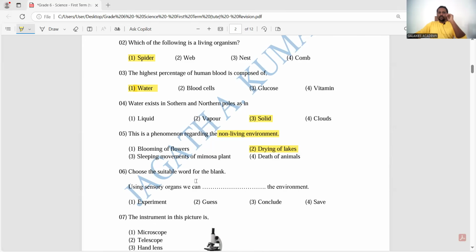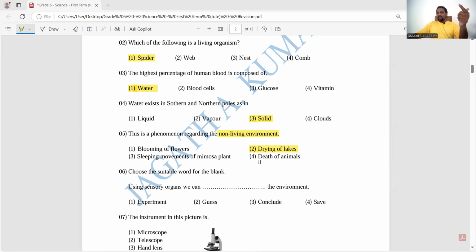Choose the suitable word for the blank. Using sensory organs, we can blank the environment. Right. Do you know the sensory organs? There are 5 sensory organs of our body. What are the 5 sensory organs?